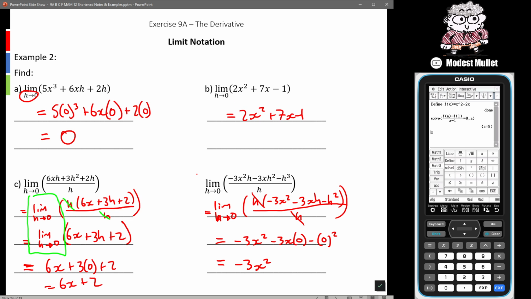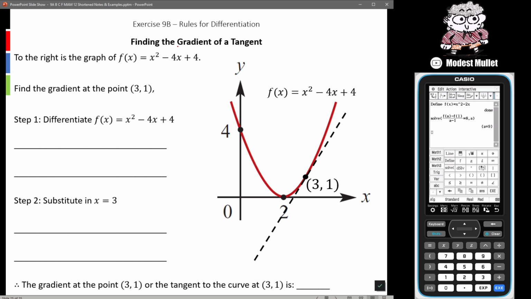Right here, so that was some limits. Finding the gradient of a tangent, so now we're actually going to be using the power rule. The graph we're told is x squared minus 4x plus 4. Find the gradient at the point 3, 1. So first thing we need to do, as it says in the step, is differentiate the equation.